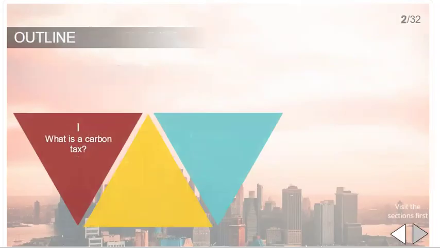Carbon taxes are, what distinguishes carbon taxes from other policy options, and what role they can play as part of a broader policy mix.